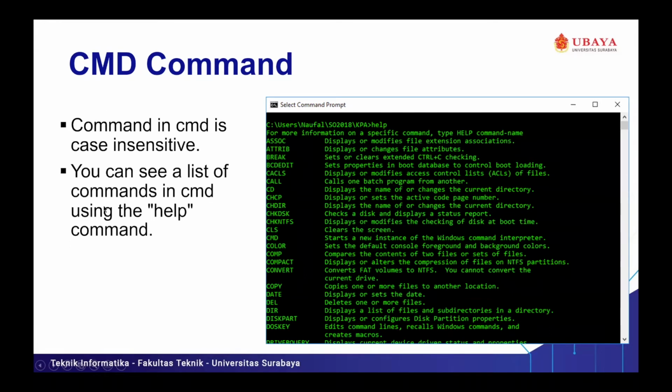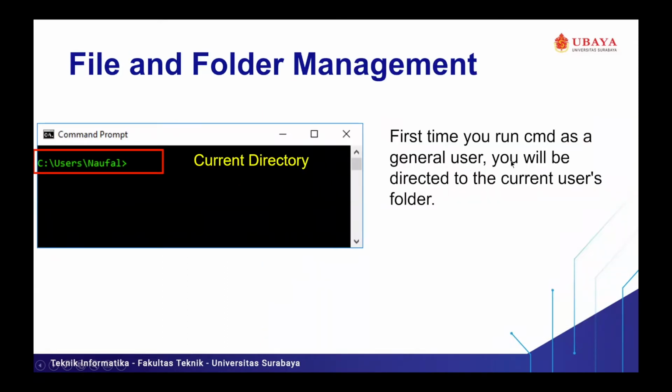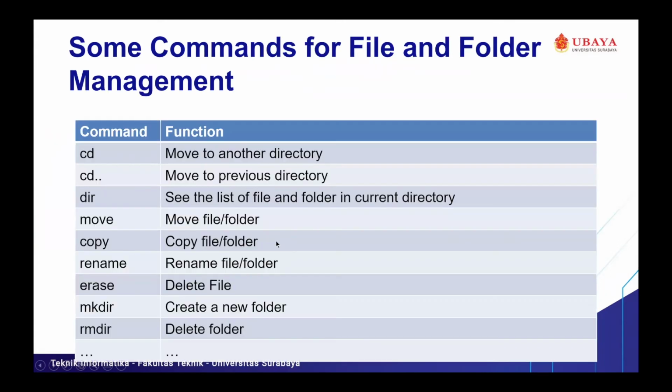You can see the list of commands in CMD using the help command. If you just type help in your CMD, you will see the list of all commands in the CMD. The first time you run CMD as a general user, you will be directed to the current user folder, as I explained before. Now, some commands for file and folder management.